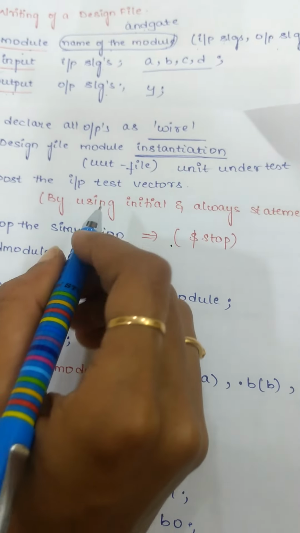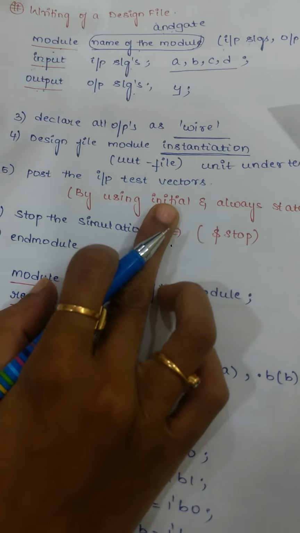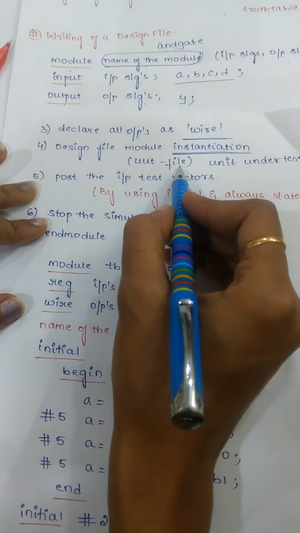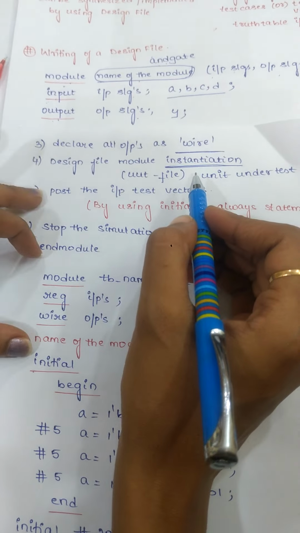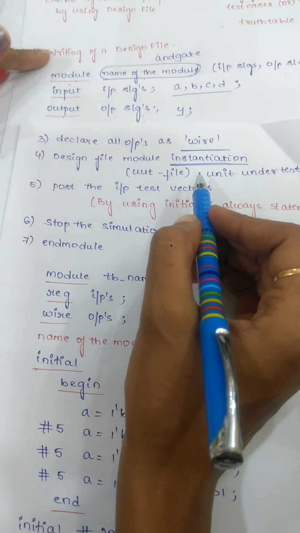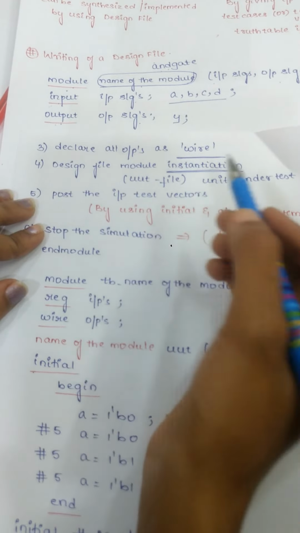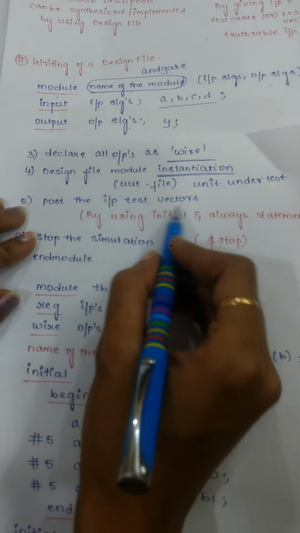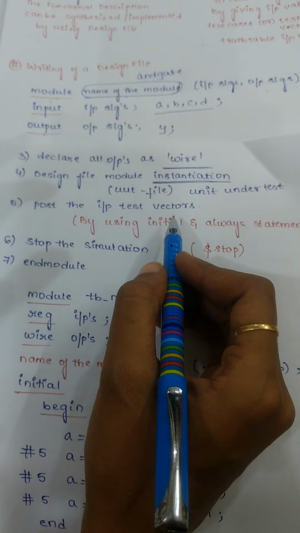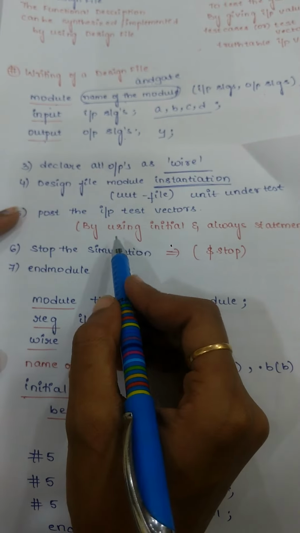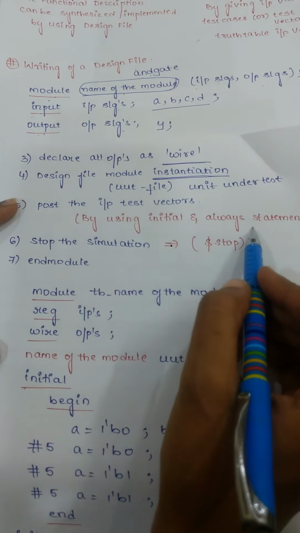By mapping your test bench inputs to your design file inputs, you have to create one file. By that, this test bench file will directly map to the design file wherever it is located with the same name. After that, you have to post all your test vectors, nothing but your input values, zeros and ones combinations. That should be given with the help of initial and always statements.